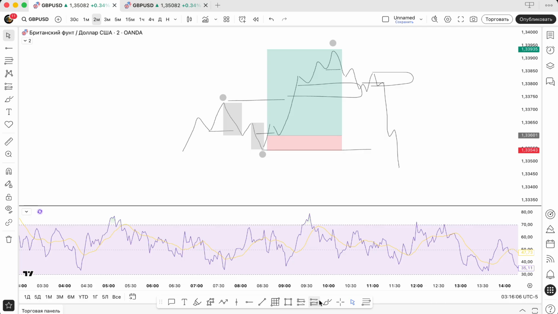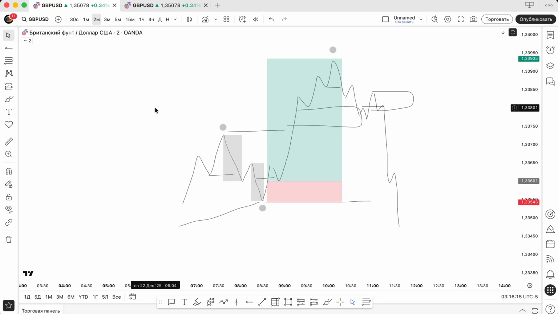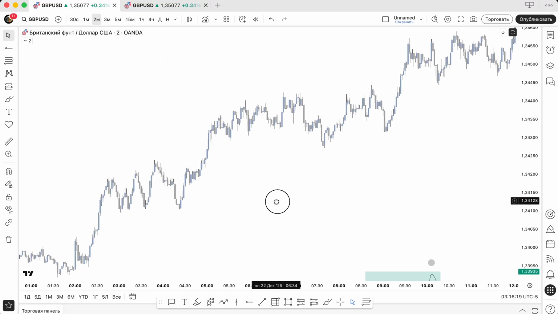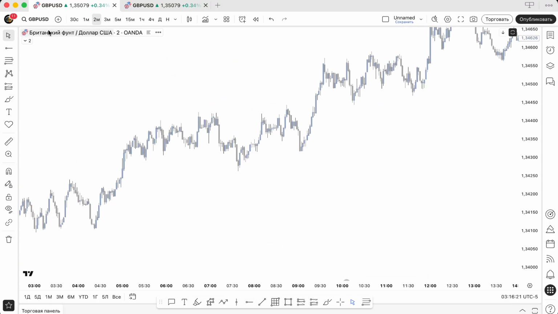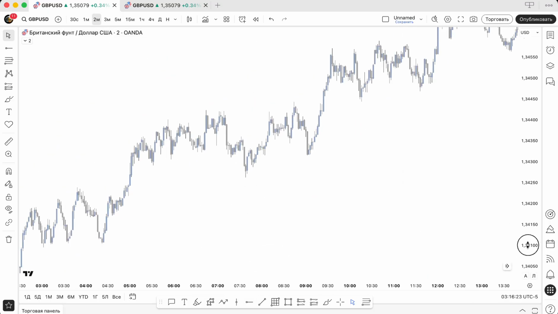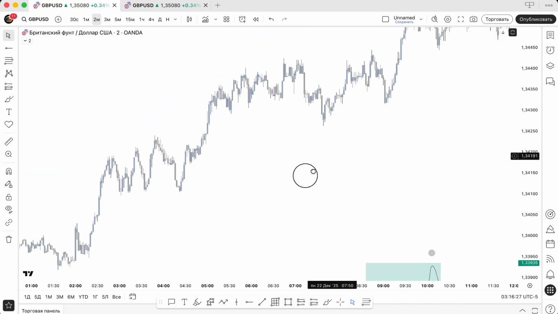Here, for example, the minimums are not updated. Here they are updated. It can also be used with correlating assets, for example, the pound, the euro, the dollar, and so on. Here is a real example. This is the pound. This is the M2 time frame. This works on any time frame, that is, the formation of a structure and confirmation of swing points.